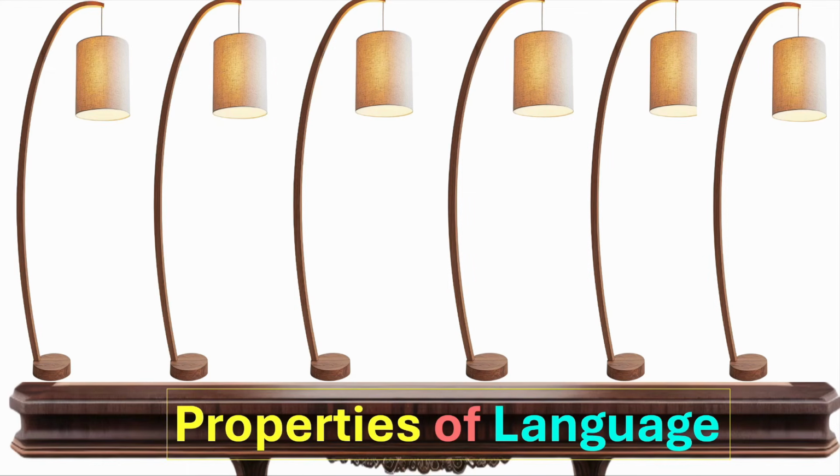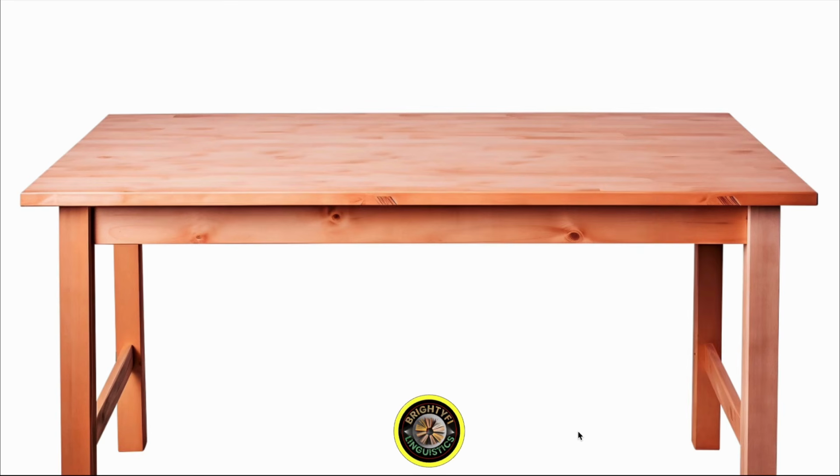Hello and welcome to a new lesson, Properties of Language. In this lesson, we will talk about 6 properties of language. The first one, displacement. We try to define what really displacement is all about. Let's try to understand the literal meaning of the word.